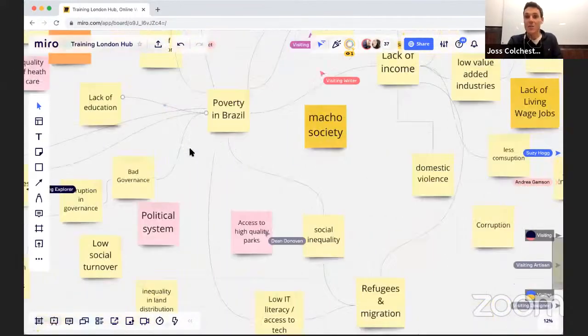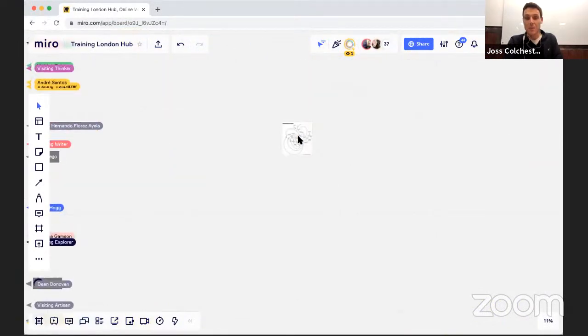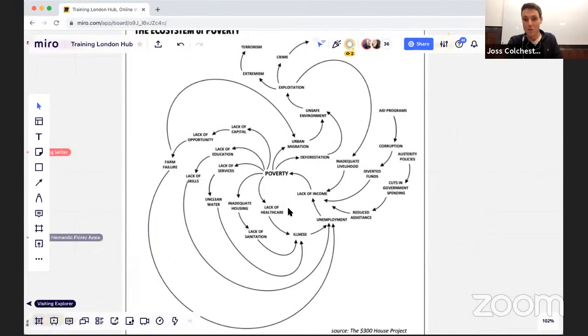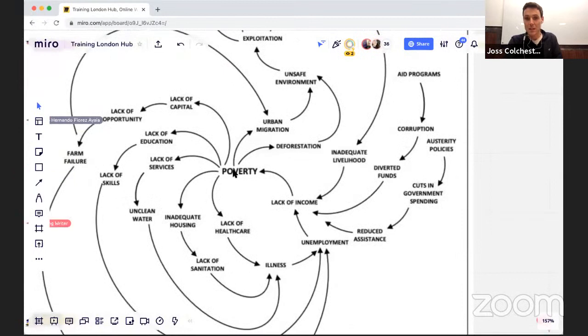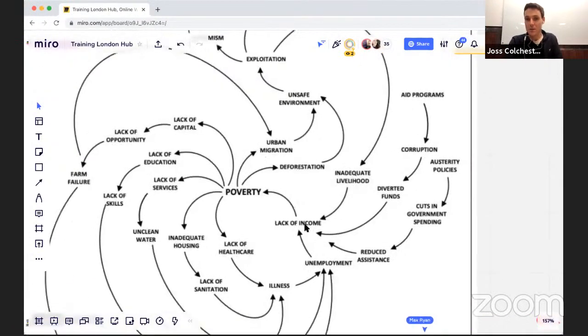And well, actually, let's take a look at this over here, because these people here have done this map, right? They're trying to figure out what's going on here, and they came up with some interesting stuff. There's poverty in the center, lack of income leading directly into it, unemployment leading into that, inadequate livelihood, diverted funds. So we've got stuff around corruption over here, which leads to diversion of funds, which leads to lack of income, leads to poverty. Austerity policies, cuts to government spending, reduced assistance, lack of income.